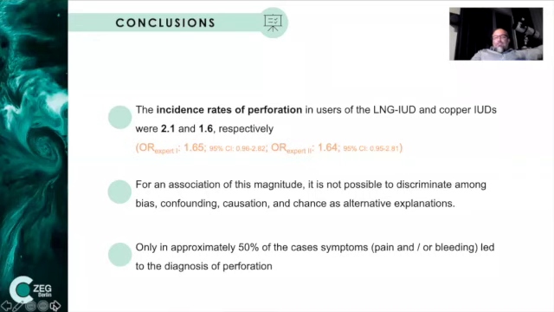in the world of epidemiology, this association of magnitude is too low to really discriminate among bias, confounding, causation, and chance as an alternative explanation. We stressed very much, yes, there could be an increased risk for Mirena versus copper IUD, but based on the data we found in this study, we cannot say for sure.